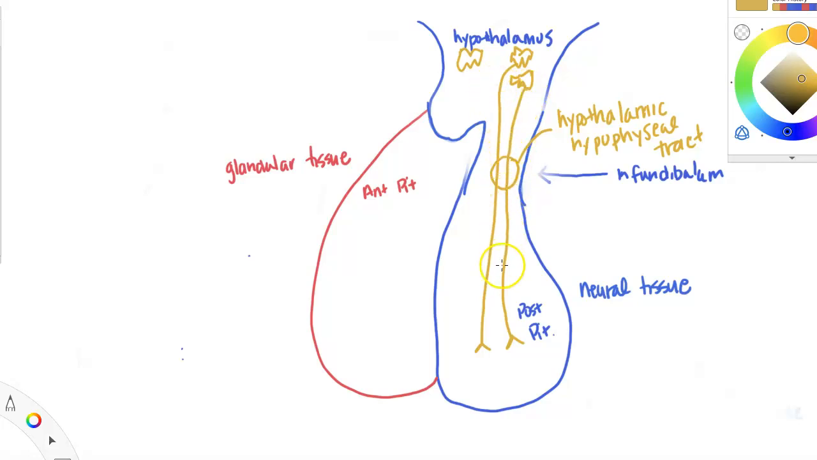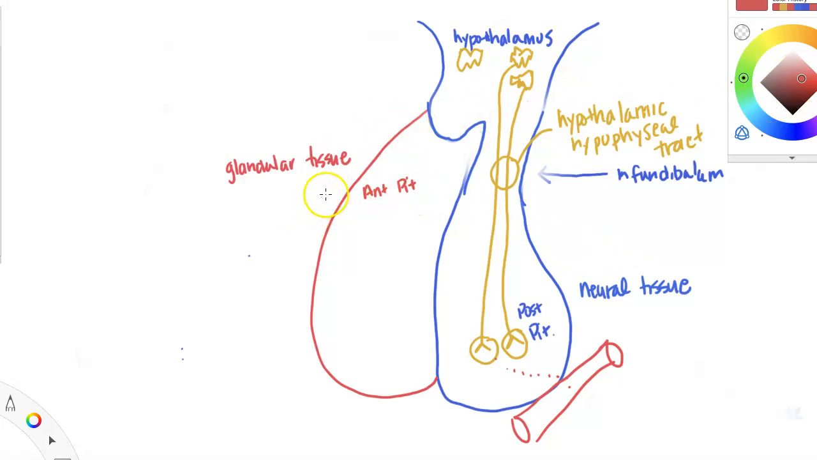So these are axons, and the hormones are stored in the terminals. And when it is time for them to secrete their hormone, they are secreted from the axons into the blood. Posterior pituitary does not make any hormones. The hypothalamus makes the hormones for post-pit.